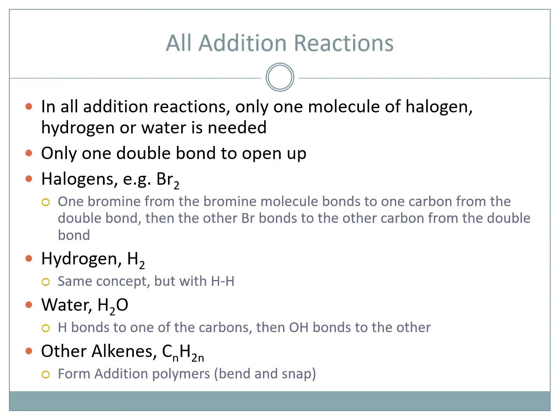Okay, summary of all addition reactions. You can add bromine, chlorine, iodine, etc. And one molecule can neatly add over one double bond. You can add hydrogen, which is exactly the same concept. Open the double bond, add hydrogen on. Nickel catalyst required for this one, and 60 degrees C. You can add water, where you need steam and phosphoric acid. And you can add other alkenes to form addition polymers. Now, the conditions those require depend on the polymer you're making, the monomers you're using. So that's something we'll look at in more detail in polymers.